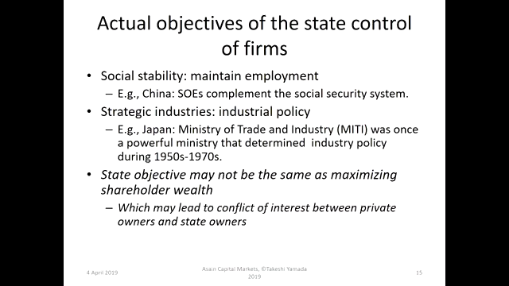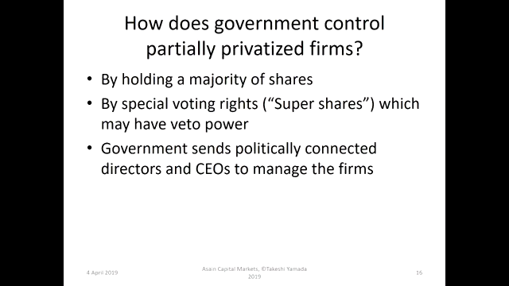So that's one example. But the key thing here is that the objective of the government may not be in line with the objective of the shareholders, right? So that's where there might be some conflict of interest. And this is what we talked about. How does government control partially privatized firms? Well, first you can have a majority of the shares, and then you can have special voting power, but you can also send people directly from the government to the companies. So that's how it's controlled.